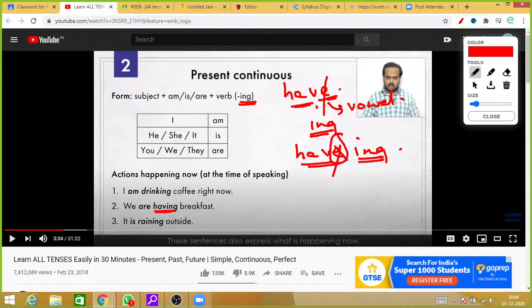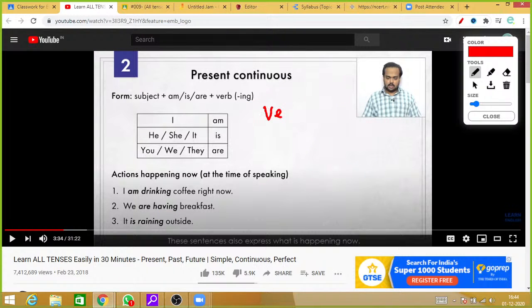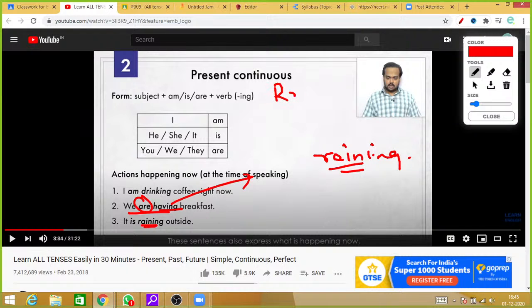Have. Any other word that you can think of? A verb. A verb which ends in a vowel. We'll come across examples in the future and we'll see. Okay? We'll try and see whether this rule fits or not. That's just my gut feeling. Okay, so we are having breakfast. So have is having and are is the verb. Rain is the verb here. Raining.